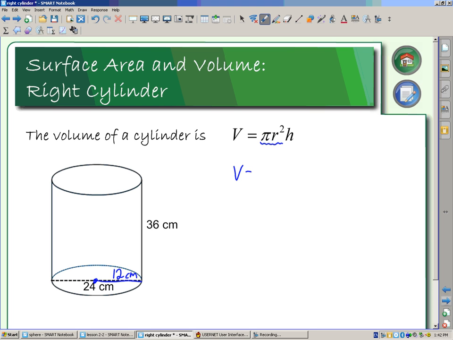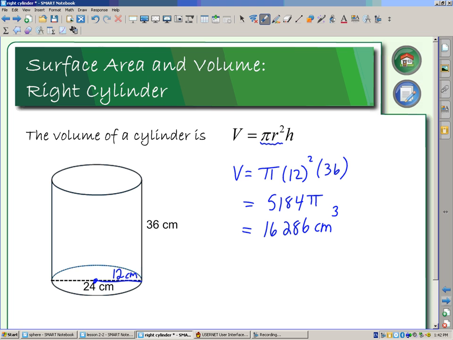So when I calculate the volume, this is 144 times 36, 5,184 pi, and that gives me 16,286 centimeters cubed, because I'm looking for volume. So it's cubic centimeters. So very straightforward when we're calculating the surface area and the volume for a right cylinder.